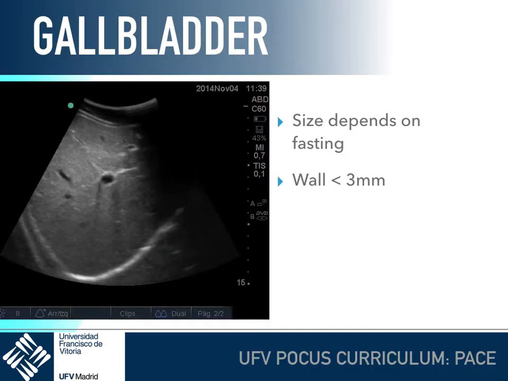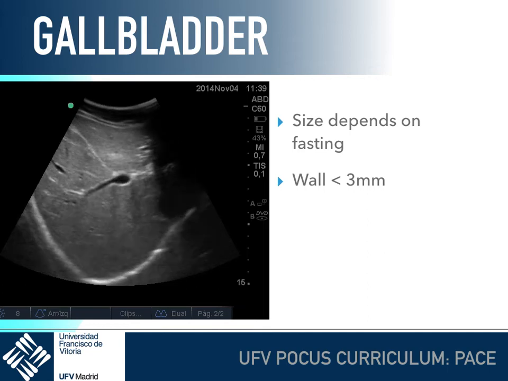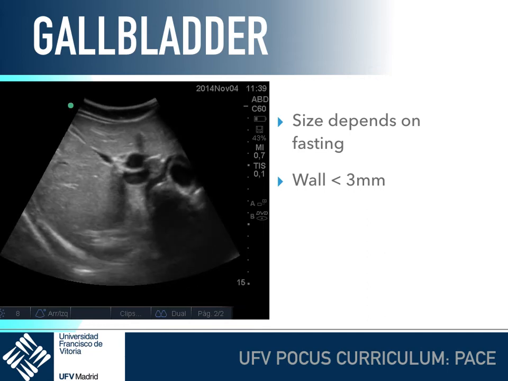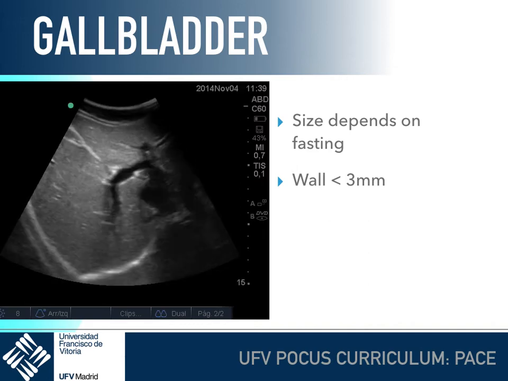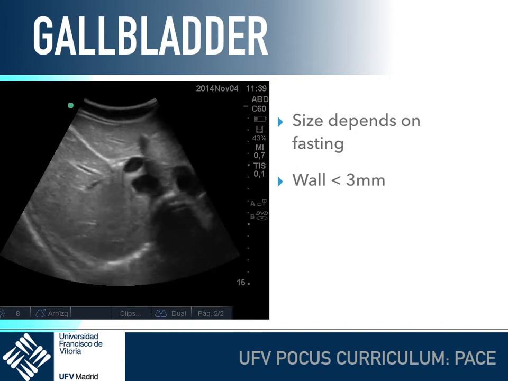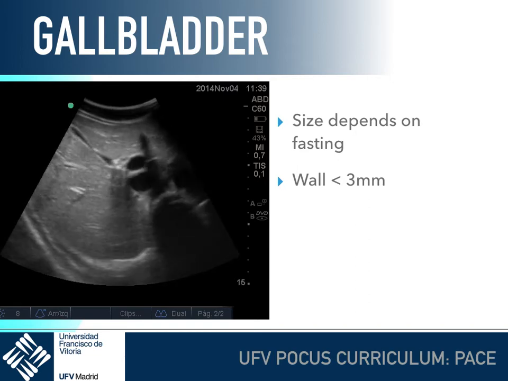The size of the gallbladder depends on fasting. So the more fasting, the bigger the gallbladder. We need to measure the wall to assess inflammation. A normal gallbladder has an anterior wall which measures less than 3 millimeters.